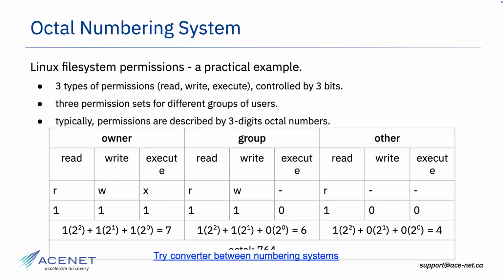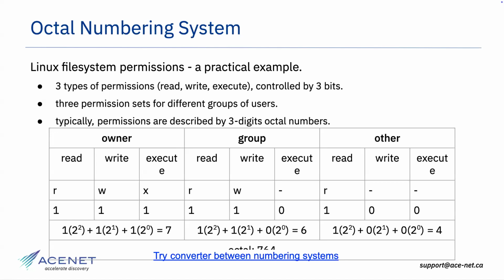And finally, the octal number system is a type of number system that has a base value equal to 8. So let's consider a practical example of using it: Linux file system permissions. So what are file system permissions? Securing your data stored on a Mac or Linux system requires you to understand file permissions, how they work, and how to change them.